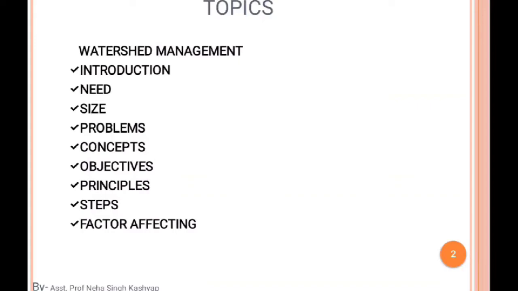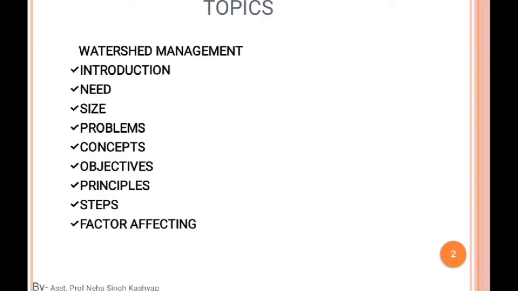So in this particular chapter we have discussed the basic introduction, the need and the size of watershed, then the problem, concept, objectives, principles, steps and factors affecting watershed management. In this lecture today we will deal with the introduction, the need, what watershed management is, the size of watersheds, and different watershed systems and their concepts also.